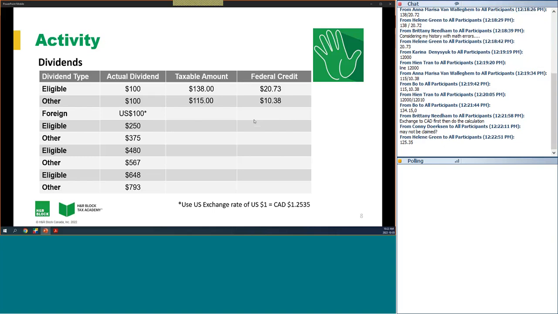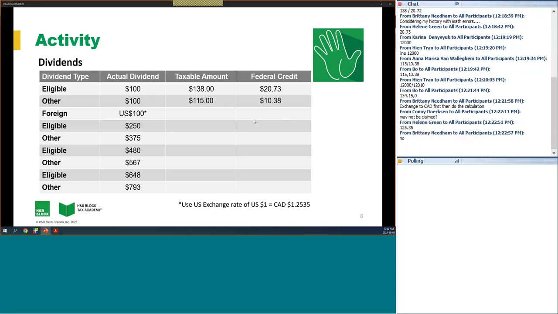Will there be a federal credit for the tax already paid? No, because no tax was paid to the Canadian government. So you're not going to get a dividend tax credit for it. You are, however, going to have to report the dividend in Canadian dollars. So that was the tricky one. If it's not a Canadian dividend, do not do the gross up, do not give them a tax credit, but do make sure you're reporting it in Canadian dollars.